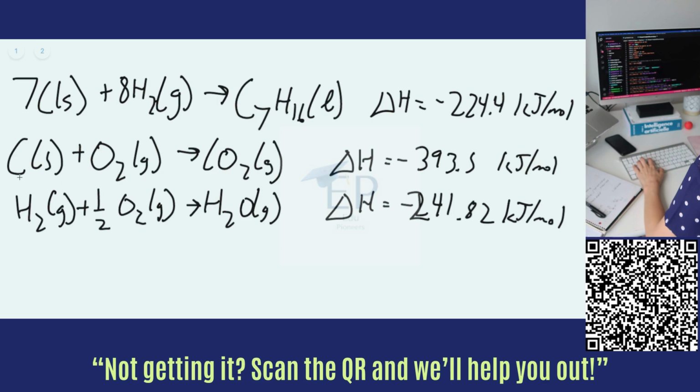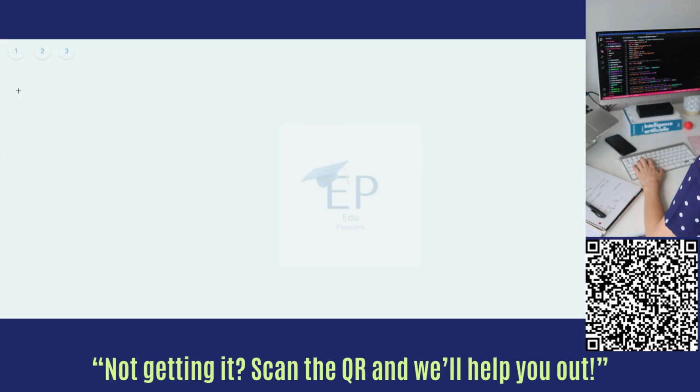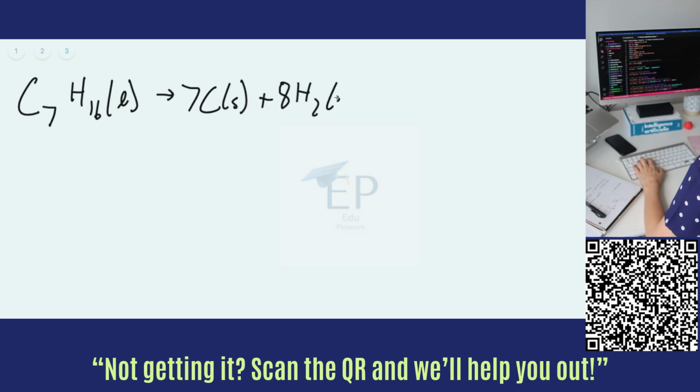We are just devising them in this way so we can compare them and find a total equation, which I'll do now. And so we take the first equation and we flip it. We have C7H16 liquid forming 7C solid plus 8H2 gas. And so we flip the sign of our ΔH to positive 224.4 kilojoules.